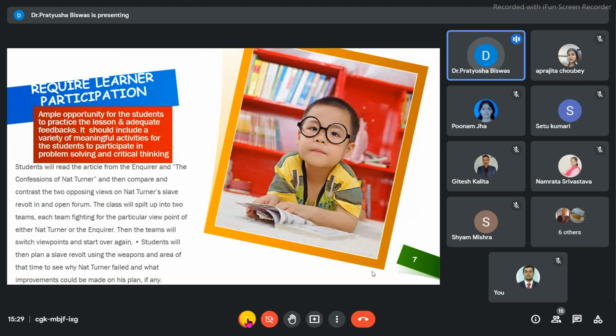It should include a variety of meaningful activities for the students to participate in problem solving and critical thinking. Like I told you, problem solving and critical thinking is something that we tend to ignore in many aspects. But I personally feel that if as teachers we are able to initiate this through our strategies, through our lesson plans, through our questions, that would make a lot of difference, because even the current national education policy focuses on concepts and believes that there should be more problem solving or critical thinking in the children.